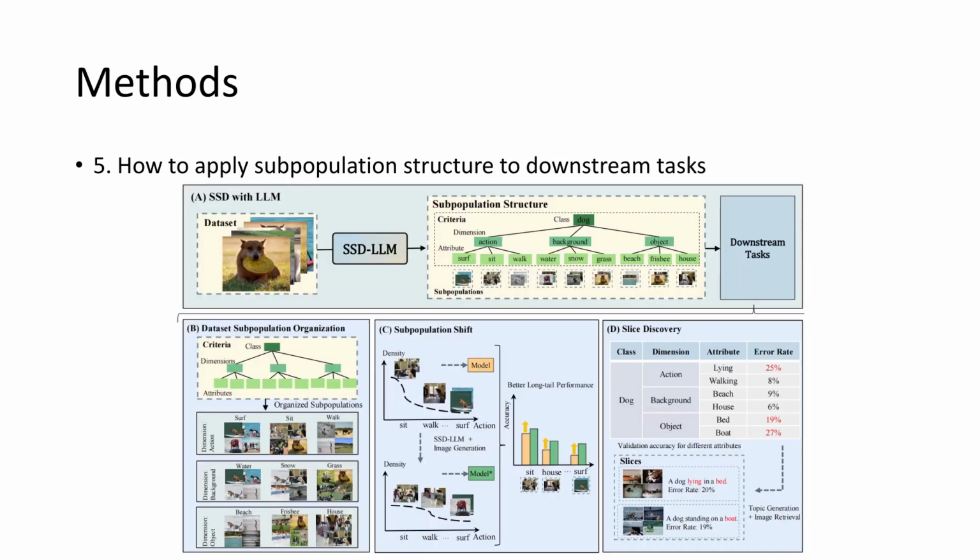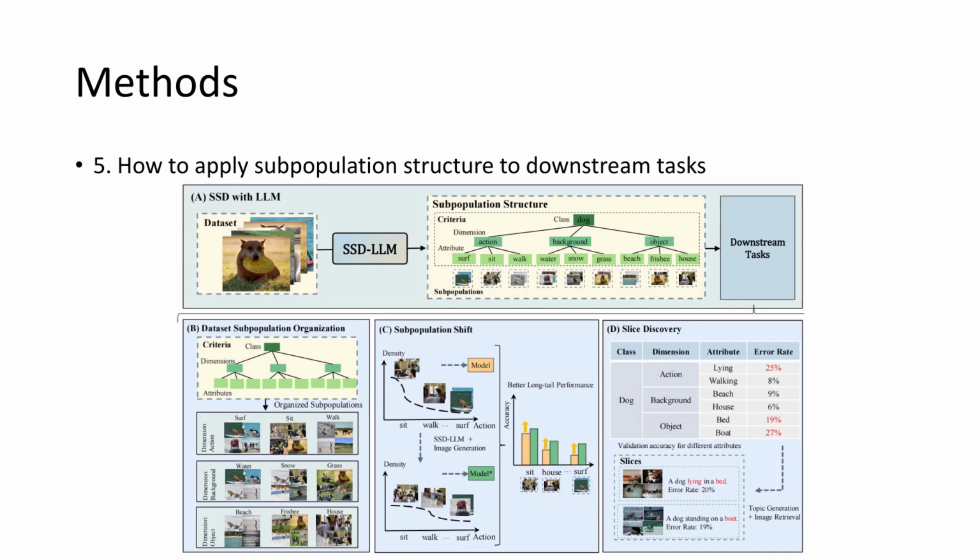So the final problem to be solved is how to elegantly apply subpopulation structure to downstream tasks. For unsupervised clustering, the approach uses subpopulation structure to organize image datasets. It employs SSD-LLM to extract attribute dimensions and attach them to images. Combined with image generation, this helps manage subpopulation shifts.